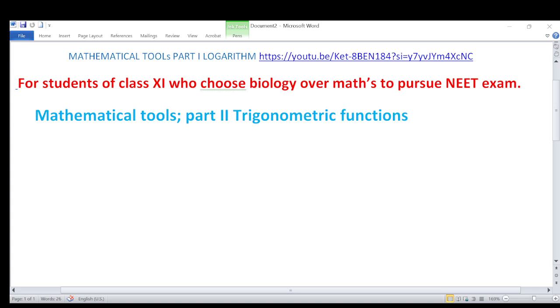Today we are studying mathematical tools, part 2: different functions. This is again to repeat that these tools are required for students who go through biology, preparing for the NEET examinations. Obviously they have left mathematics in class 10th, but the important thing required in physics in class 11th or 12th are logarithm, trigonometric functions, and calculus.